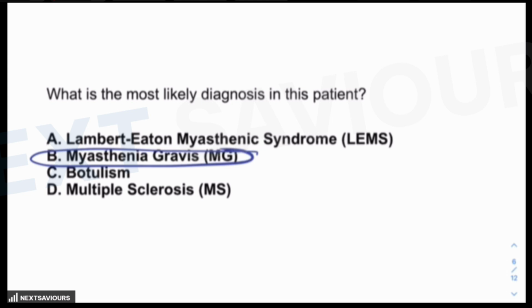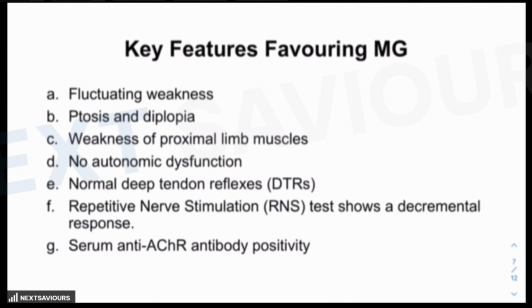But we are here to discuss the basic differences: why is it not LEMS, why is it not botulism, why is it not multiple sclerosis. Myasthenia gravis is a progressive fatigable muscle weakness particularly affecting the ocular muscles, resulting in ptosis and diplopia. There is bulbar involvement leading to dysarthria, and proximal muscle weakness with worsening symptoms on sustained activity. This pattern is classic for myasthenia gravis, an autoimmune neuromuscular junction disorder caused by antibodies against the acetylcholine receptors at the postsynaptic membrane. So what are the key findings present in the question? These are fluctuating weaknesses, which obviously worsen with activity.